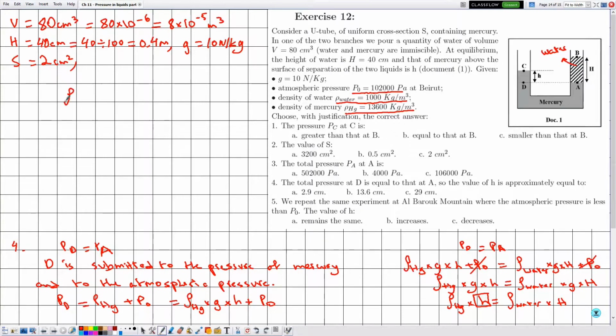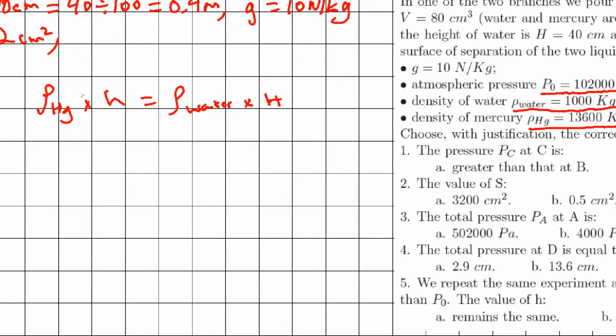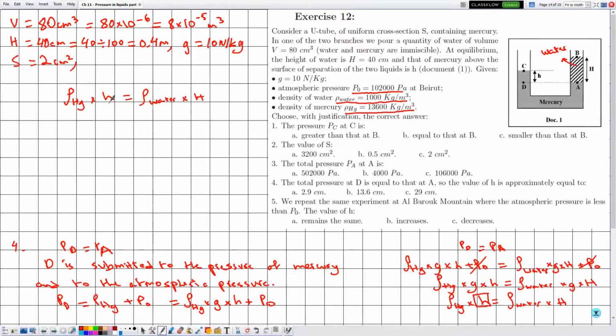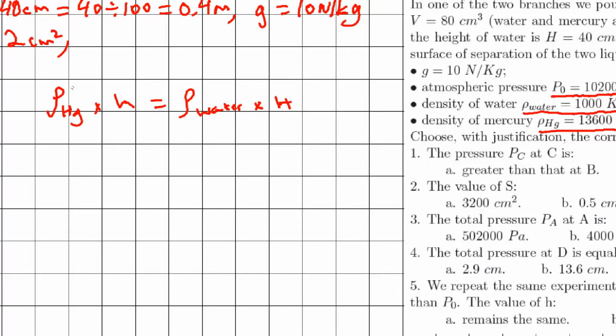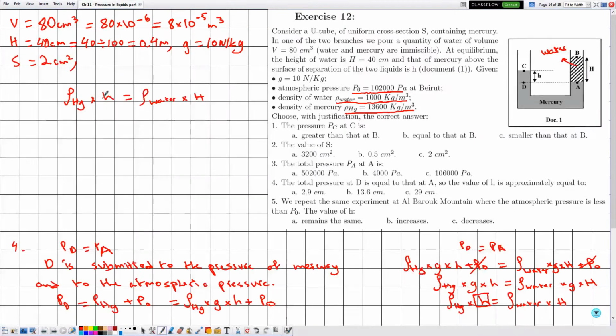Now rho Hg multiplied by H is equal to rho water multiplied by capital H, knowing that we are interested in determining the value of H. So what's the type of this equation? This is a linear equation in one unknown. The unknown is given by H. How do we solve this equation? We put H on one side and all the other numbers on the other side. So before dividing by rho Hg on both sides, let's replace some values.